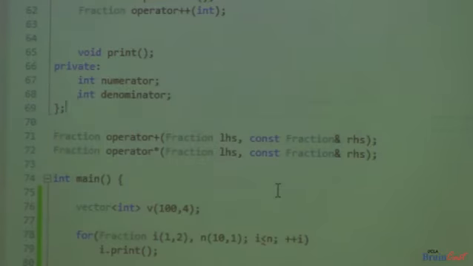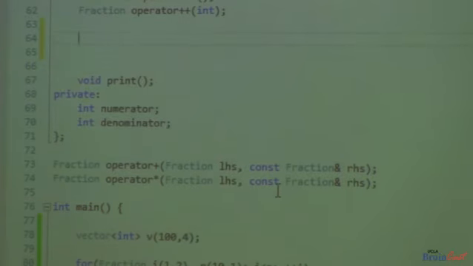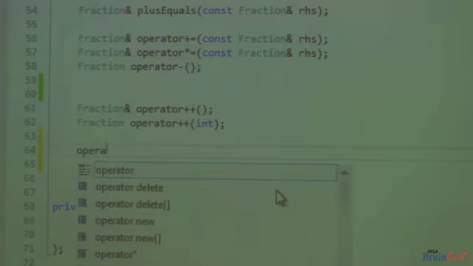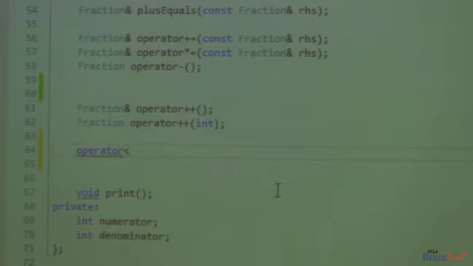Let's see if my internet is working. No, my internet's not working. Okay, on that style guideline, you make a function, you declare it inside the class. It's called operator less than. It returns a bool. Now, what would be the parameters for an operator less than related to the fraction class?